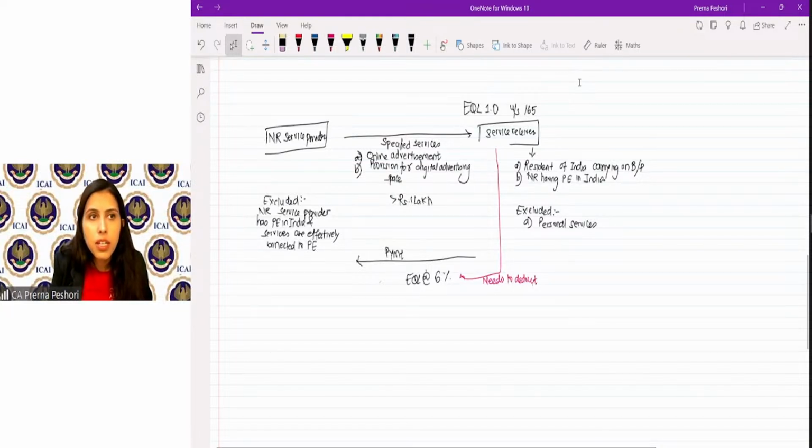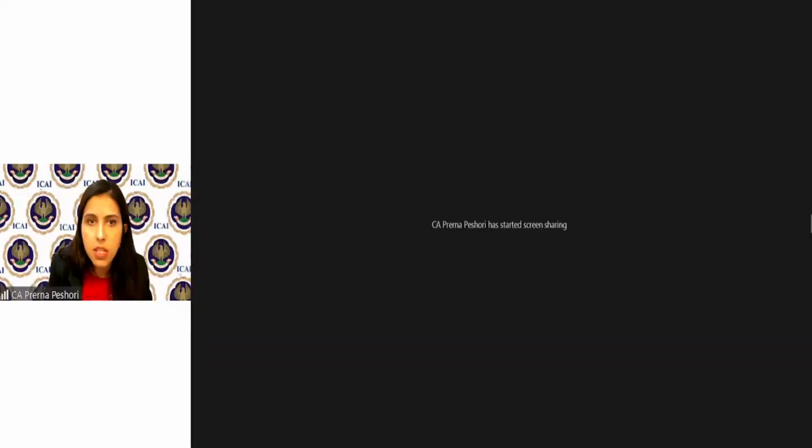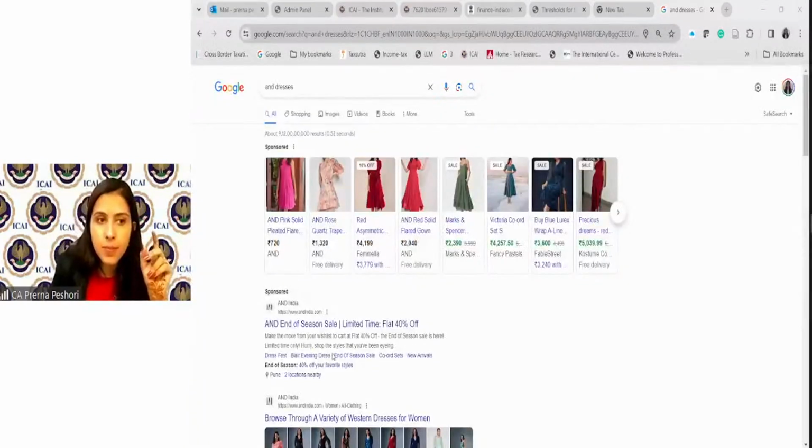Any question? Any doubt? Is this clear? Okay, let me show you one more example. Let's say, for example, I'm searching for dresses. If you look here, I searched for N dress. This is a brand through which, let's say, I want to purchase the dress.